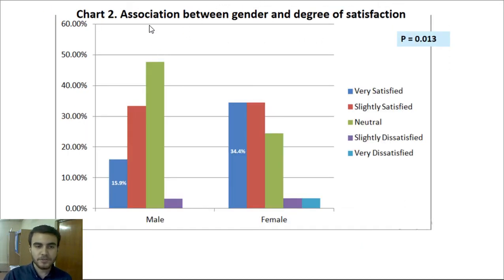In another chart, we show the association between the students' gender and their degree of satisfaction. We can see that the male students who were very satisfied comprised 15.9%, and the females comprised 34.4%. So the females in general were more satisfied with the discussion experience than the males, and you can see the p-value here. It's a significant association.